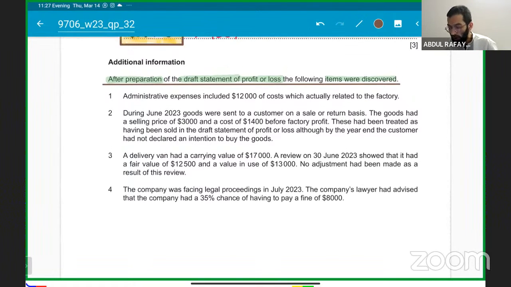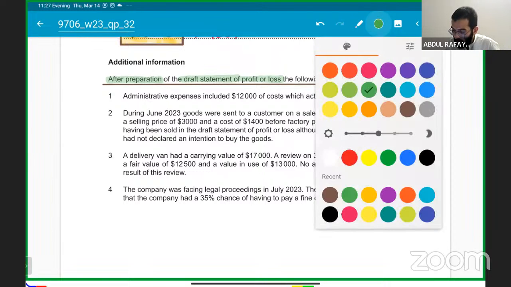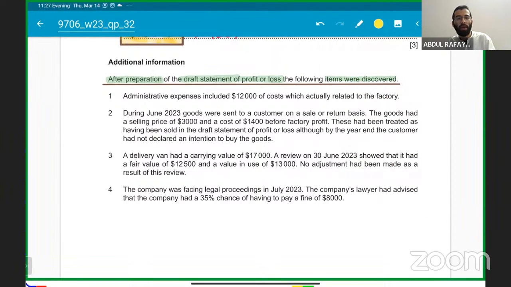Yep, guys. Okay, so let's continue. What we have been given are some errors. The first error is administrative expenses include $12,000 of cost which actually relates to the factory. So there is some factory cost. We also call it overheads. When we are solving this, everyone needs to make sure that you know the manufacturing format as well, and you know the statement of profit and loss format as well.